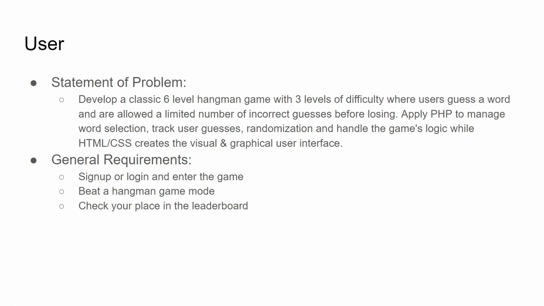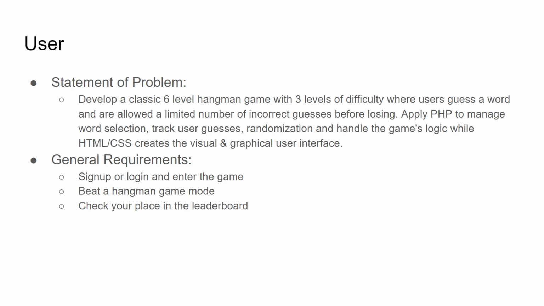So our statement of problem is that we developed a classic six-level Hangman game with three levels of difficulty: easy, medium, and hard, where users have to guess a word and are allowed a limited number of incorrect guesses before losing. We applied PHP to manage word selection, track the user guesses, randomize the words that they have to guess, and also handle the game's logic, while the HTML and CSS create the visual and graphical user interface, such as the Hangman figure or the dashes.